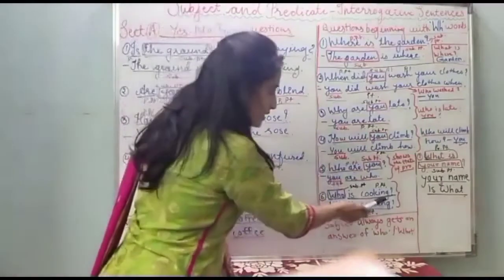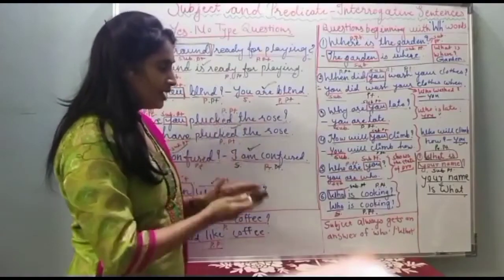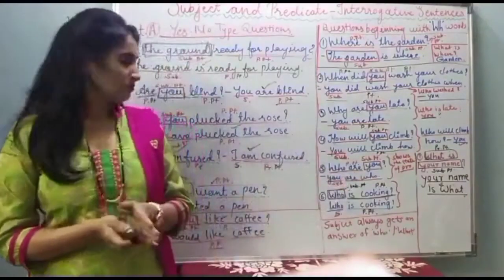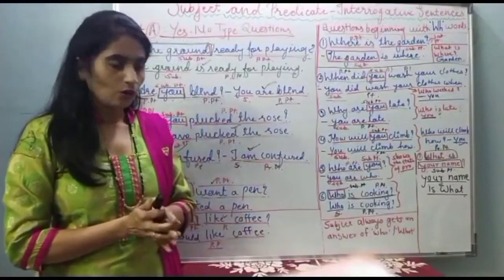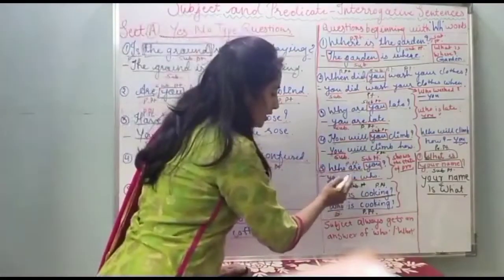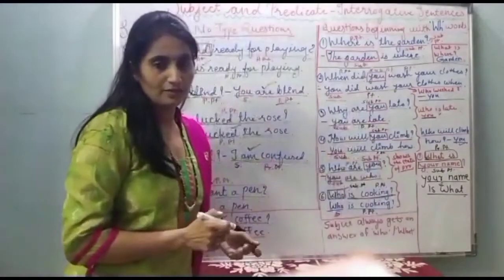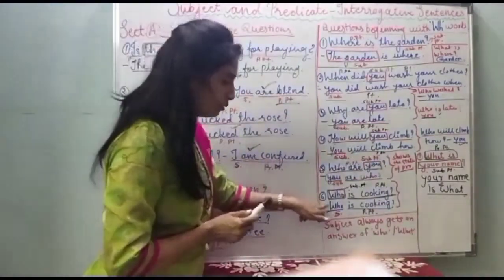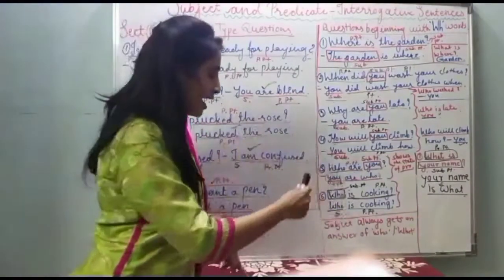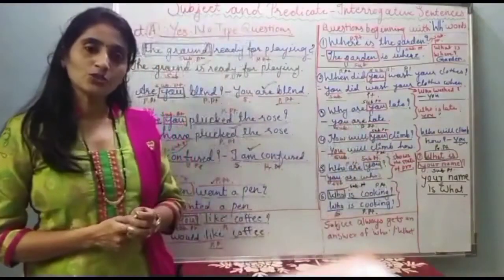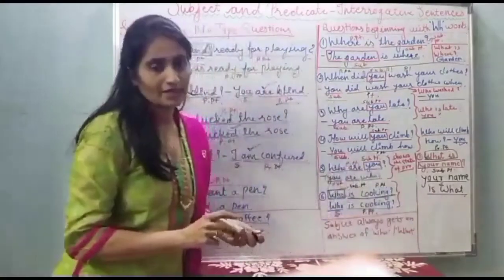Now see here, who is cooking? Now tell me, can you convert the sentence like this into a statement? No, here we cannot do it. Here we converted this question into a statement, but here we cannot do it. If we try to convert the sentence, it will again be who is cooking. And so here who is the subject and is cooking is the predicate part.